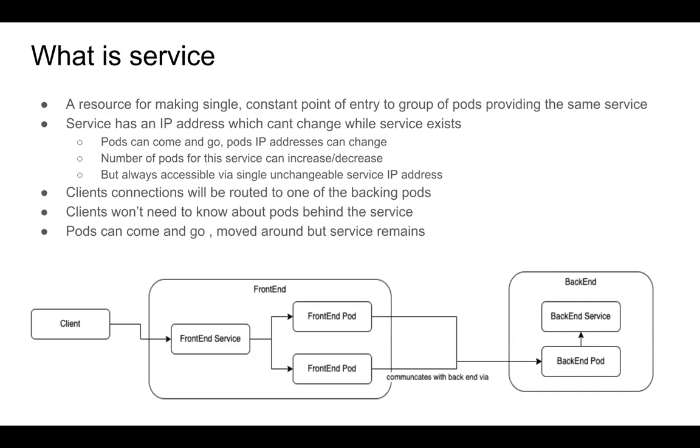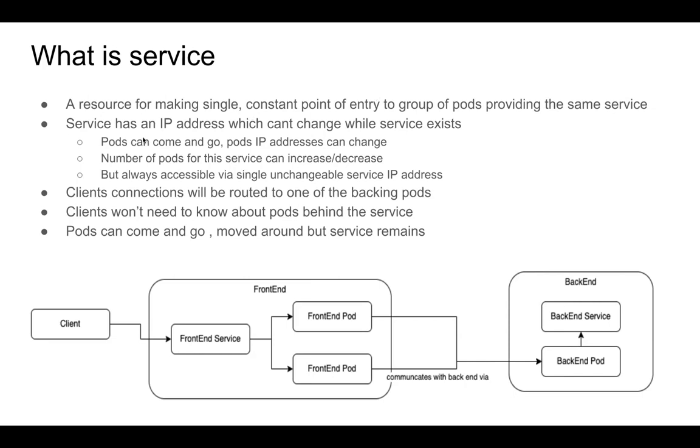Now the solution to that is the service object. So you create a service object. What is a service object? It is a resource for making a single constant point of entry to a group of pods providing the same service. If there is a set of frontends or a set of backends providing the same service, I just need to invoke that one IP address, and automatically internally it will figure out which pod to connect to and how to get the request served.